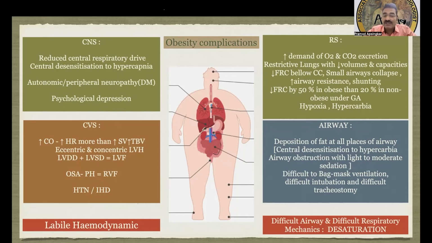So in a nutshell, on one hand there is a difficult airway, on the other hand the respiratory mechanics are compromised. So these patients are more prone to desaturation. And on the other hand, labile hemodynamics are there because these patients are more prone to biventricular failure. So an anesthesiologist is more concerned about the hemodynamics and the oxygen, and both are in jeopardy.